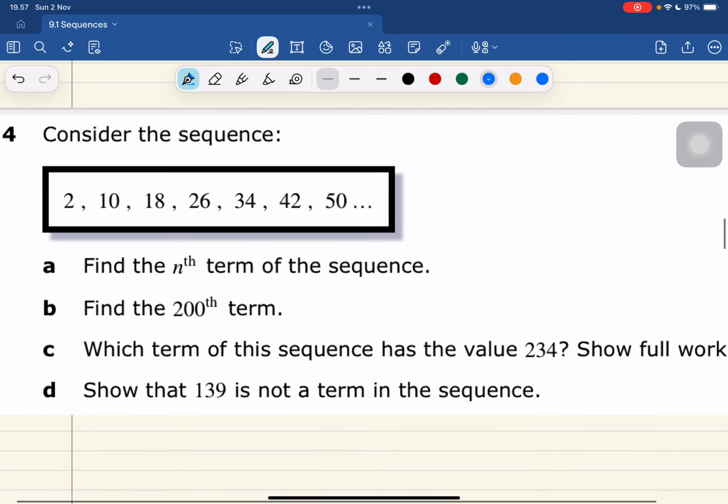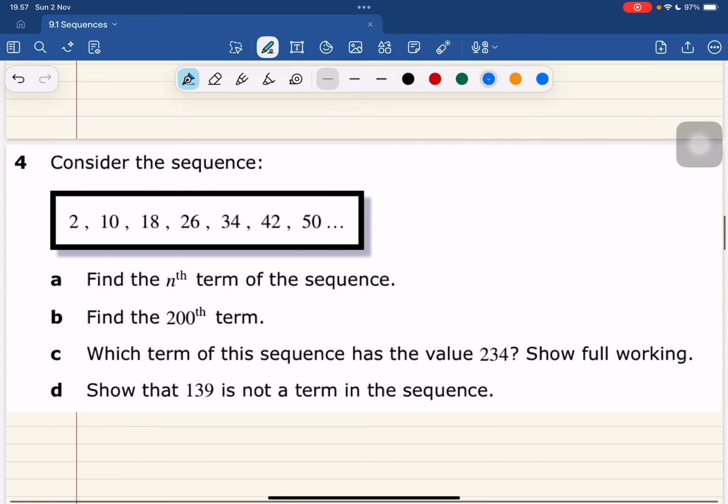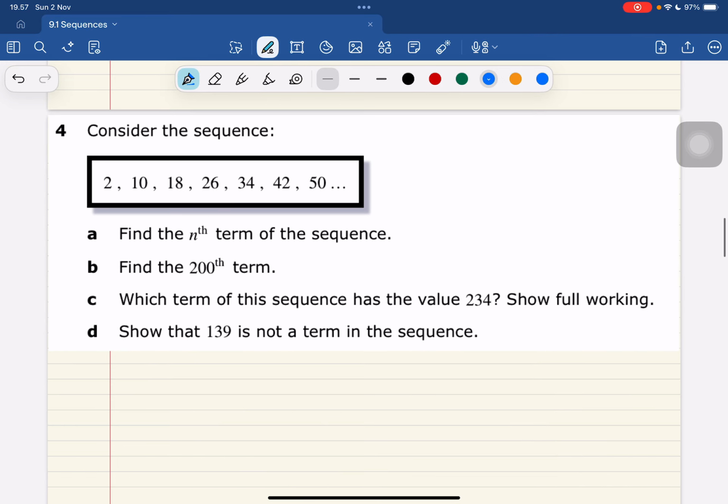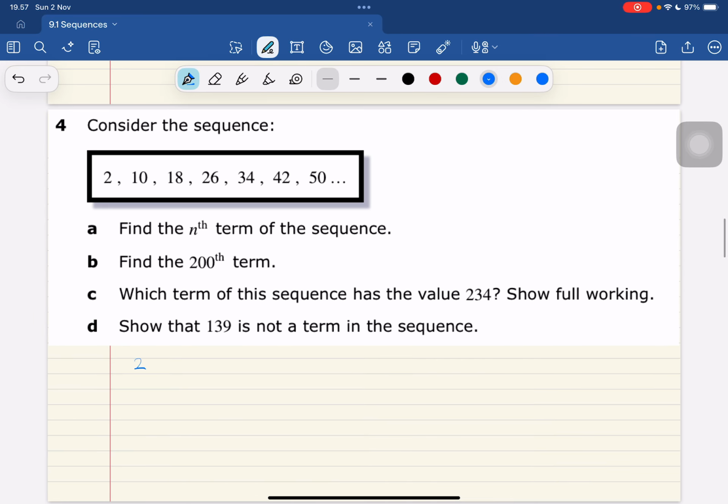Look at 4. Consider the sequence 2, 10, 18, 26. Find the nth term of the sequence. So we need to find the nth term. Let us write it here: 2, 10, 18, 26, 34, 42, and 50.